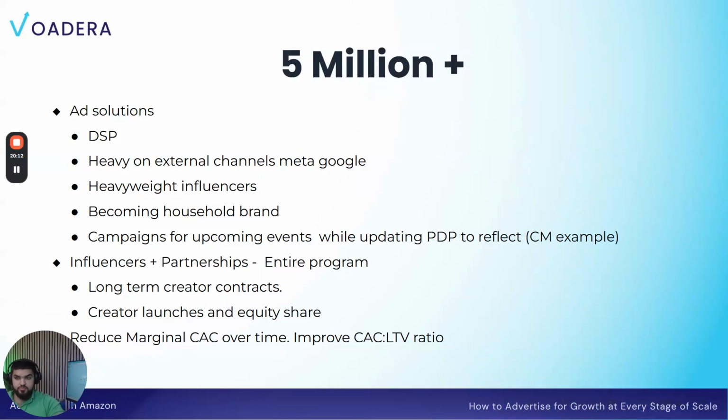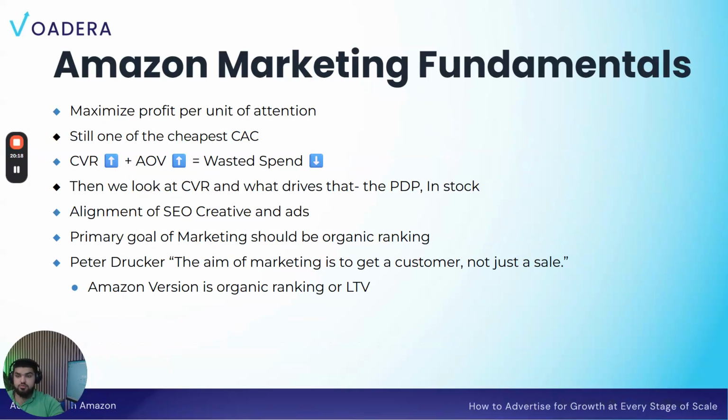And this is a huge product, obviously. I think Record did 13 million a year, just this foot massager, 2 SKUs. So obviously we're doing that. So Amazon marketing fundamentals, you want to maximize the profit per unit of attention. That's kind of the biggest thing.